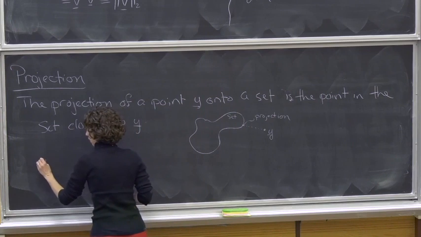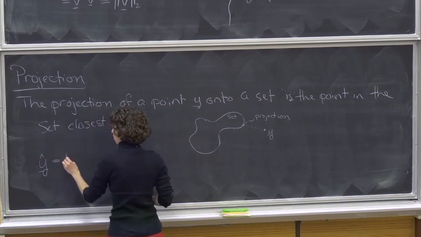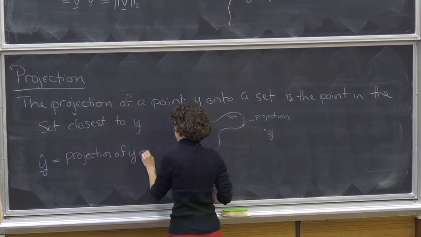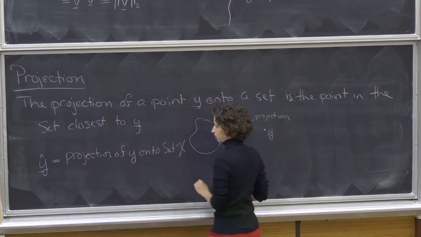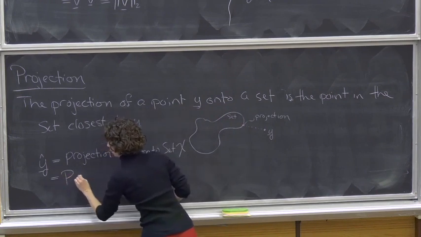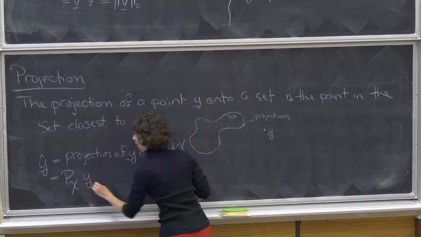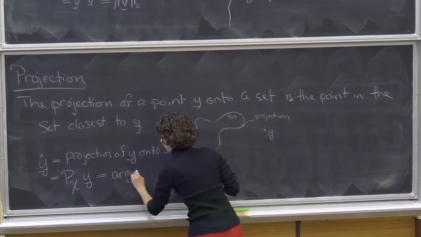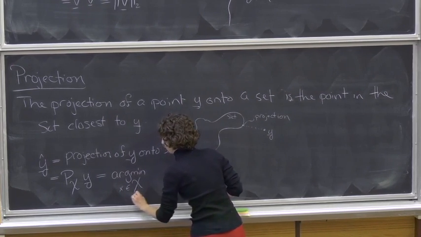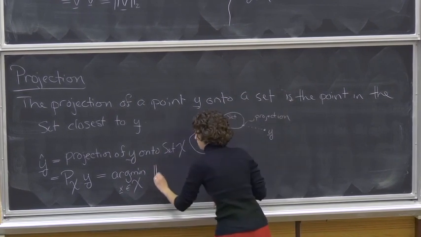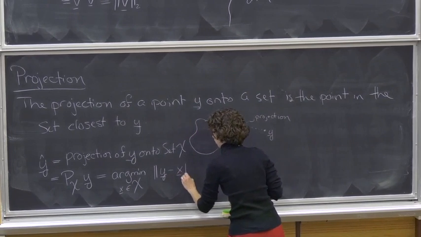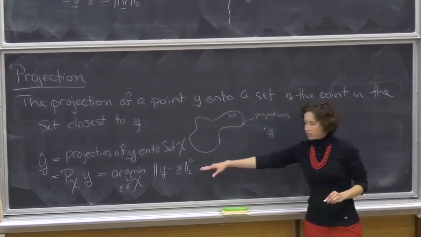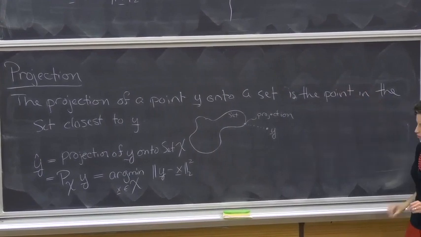Y hat, which is how I'm going to write the projection of y onto the set, let's say X, and I'm going to write that as P subscript X of y, so the projection of y onto X. This is like saying, I want to find the argument x, or the point x in this space that minimizes the distance between y and x, which is the same as minimizing the squared distance. So this is just writing, as an optimization problem, the definition of the projection.